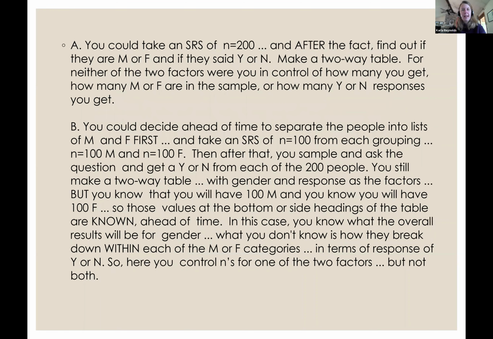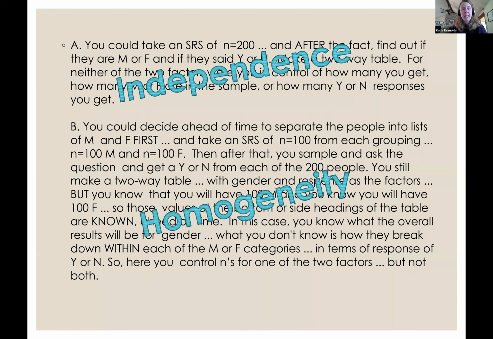All right. So take a second, pause, read these, and then see if you think they're homogeneity or independence. So pause, because I'm going to give you the answer in a second. All right, here is the answer. So the first one is independence, because you're just doing the sampling on the 200 people, and then afterwards you split it up. And then the second one is homogeneity because you split it up first.